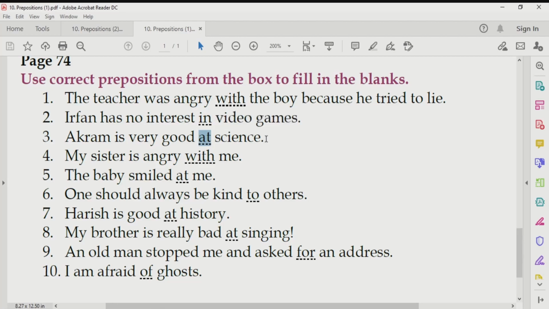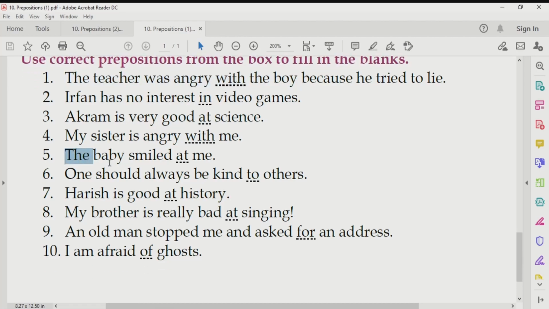Next one, Akram is very good at science. Over here, please note whenever we are talking about being good at something, that means a person has a particular interest or is very smart at a particular work. For example, if somebody knows how to operate computers very well, you will say Akram is very good at computers. Next one, my sister is angry with me. Same example like the first one, the teacher was angry with the boy.